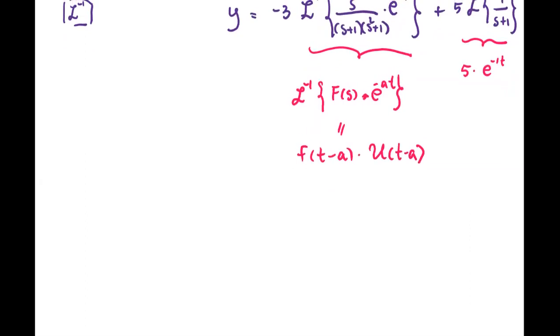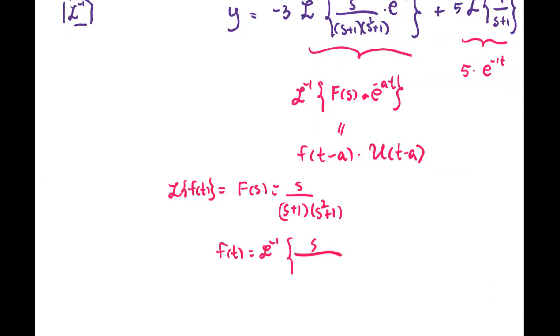Work on the side notes. For this case, the F of s is s divided by s plus 1 multiplied by s squared plus 1. The F of s is the Laplace transform of the function f of t. That means the f of t is the inverse Laplace of s over s plus 1 multiplied by s squared plus 1.